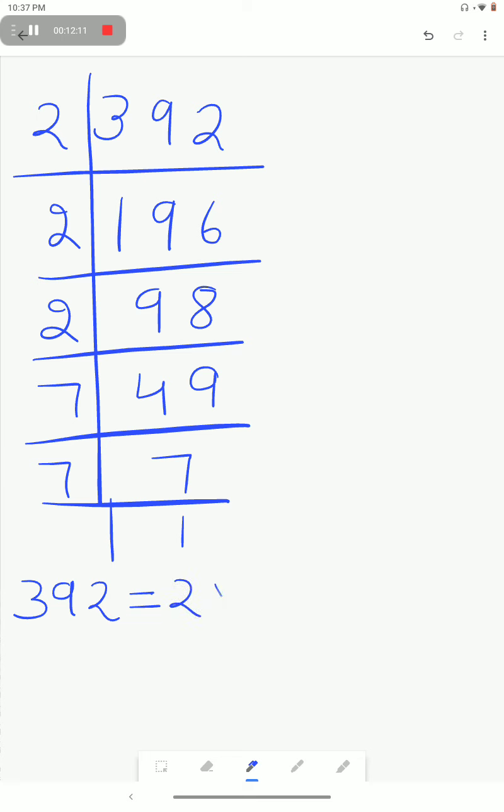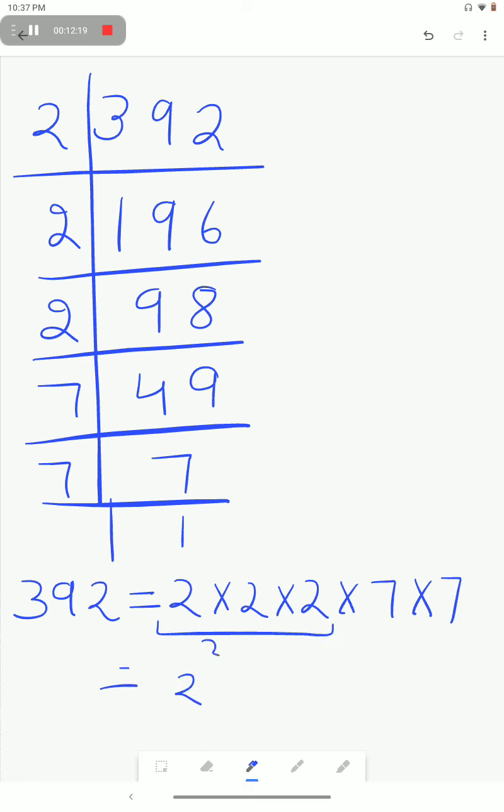392 can be written as 2 into 2 into 2 into 7 into 7. In this case, we have one triplet, that is 2 raised to power 3. But in case of 7, it is a doublet. It is not raised to power 3. So it is not a perfect cube.